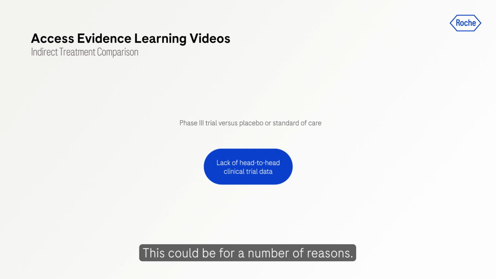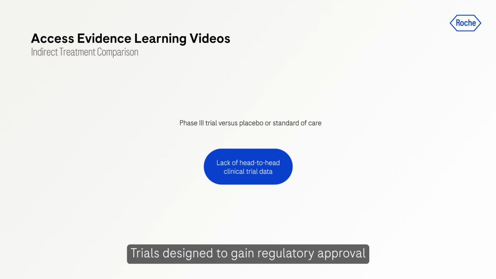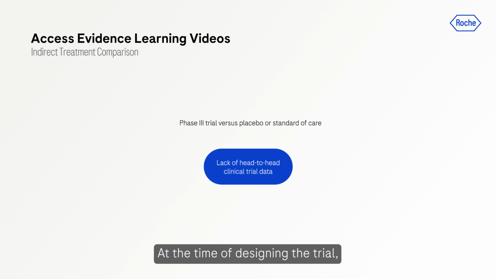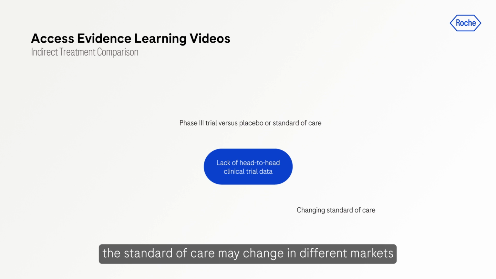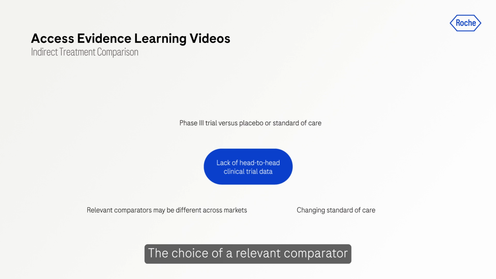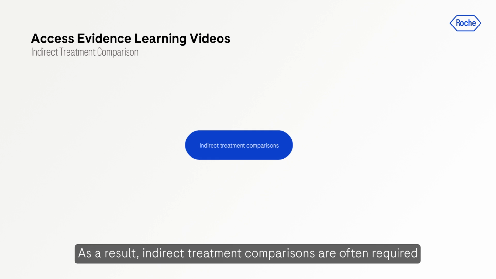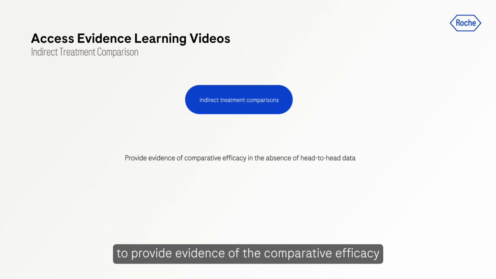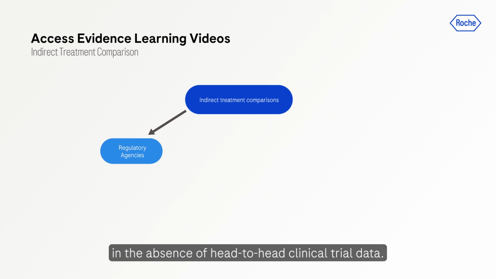This could be for a number of reasons. Trials designed to gain regulatory approval may only compare a treatment to placebo, or to a treatment considered to be standard of care at the time of designing the trial. The standard of care may change in different markets during the course of product development. The choice of relevant comparator may not be the same across different markets. As a result, indirect treatment comparisons are often required to provide evidence of the comparative efficacy of two or more treatments in the absence of head-to-head clinical trial data.